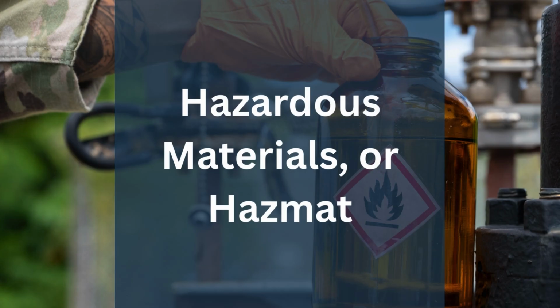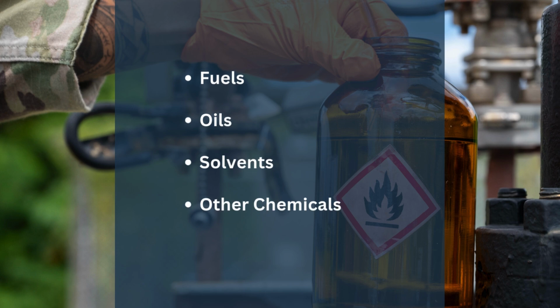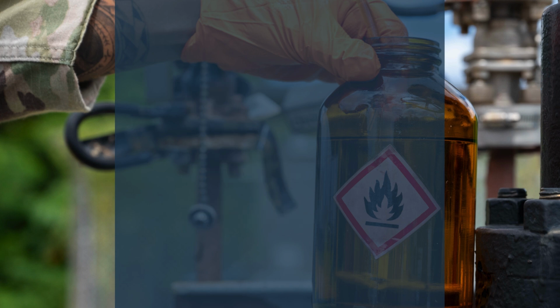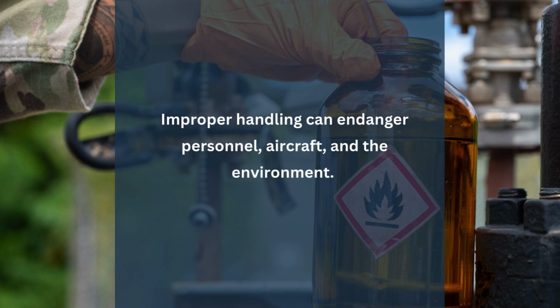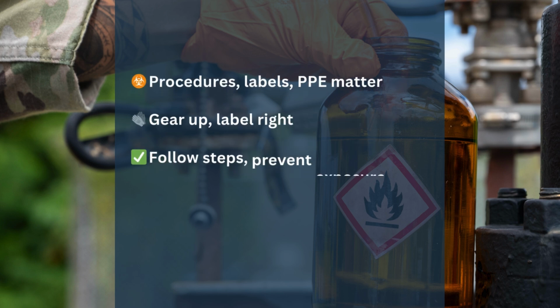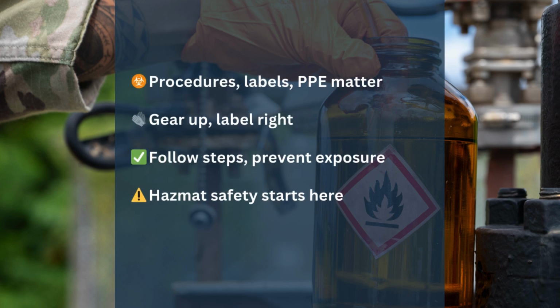Next, we have hazardous materials, or hazmat. Flightline operations involve fuels, oils, solvents, and other chemicals that pose fire, burn, respiratory, and environmental risks. Improper handling can endanger personnel, aircraft, and the environment. Following proper procedures, using correct labeling, and wearing personal protective equipment are key to safe hazmat management.